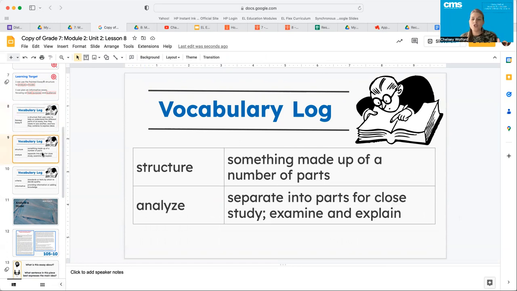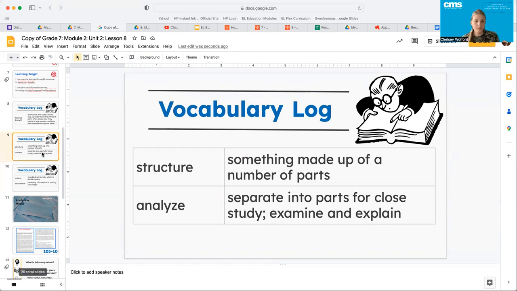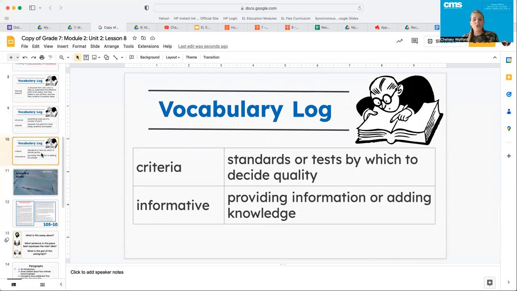Okay, the next two, we have structure and analyze. Let's go ahead and add these two now. Pause the video and come back to me when you're ready to move forward. Okay, guys, the last two are criteria and informative. So go ahead and pause the video. Come back to me when you're ready to move forward.